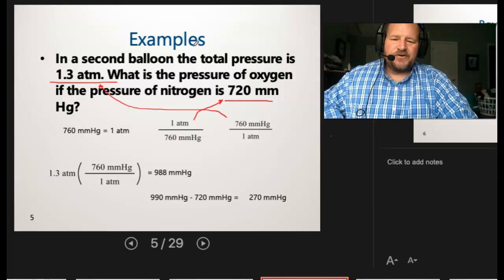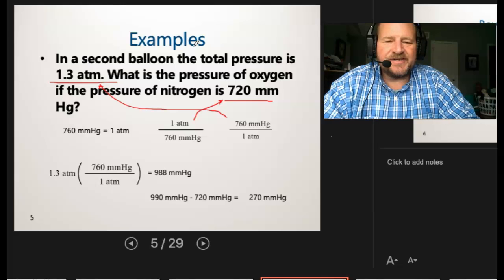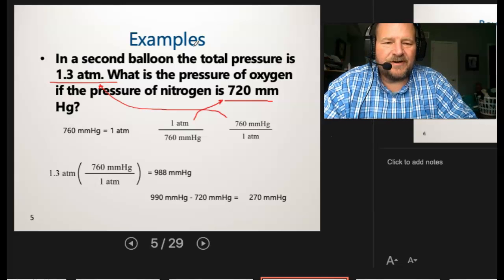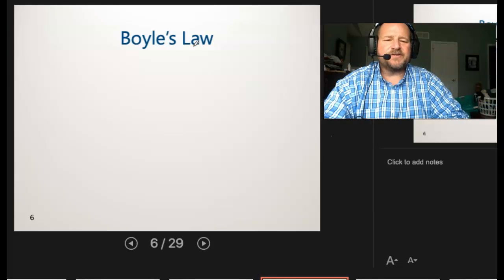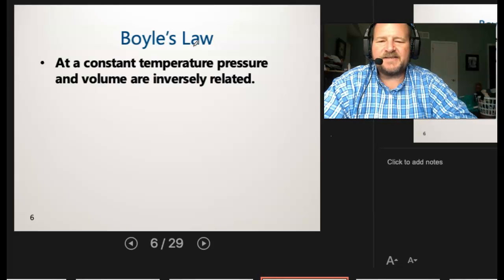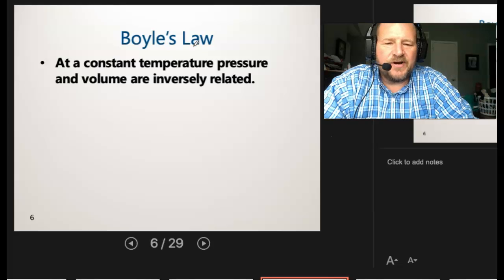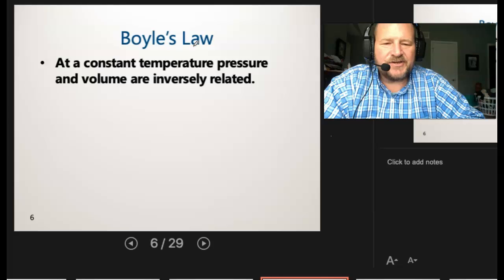Just keep track of your units of pressure and make sure you're in the same unit as you do the summation. All right. The next thing we want to look at is Boyle's Law. Now, Boyle's Law tells us that at constant temperature, pressure and volume are inversely related. So remember, as one goes up, the other has to go down.